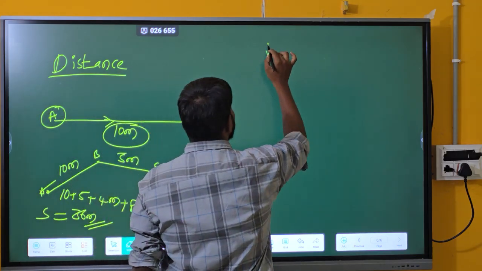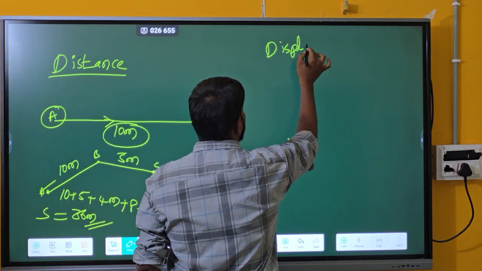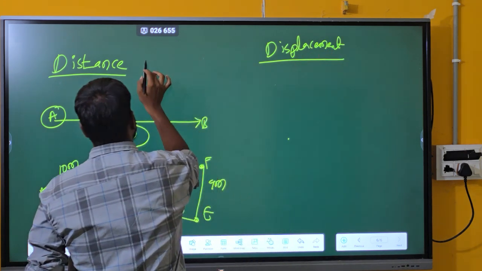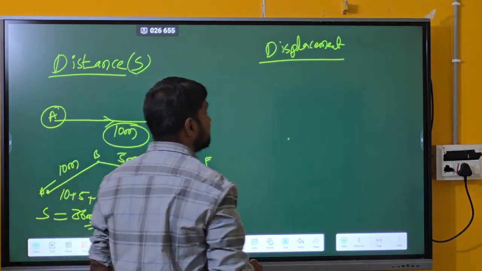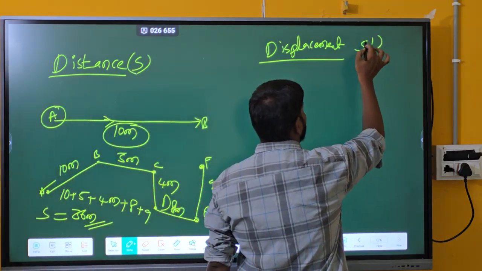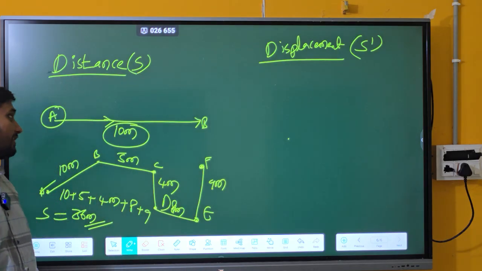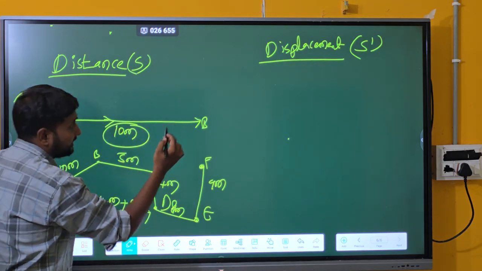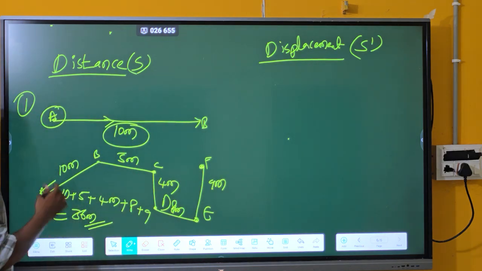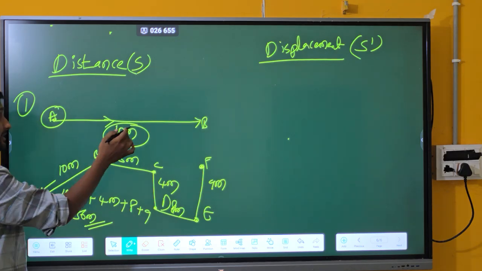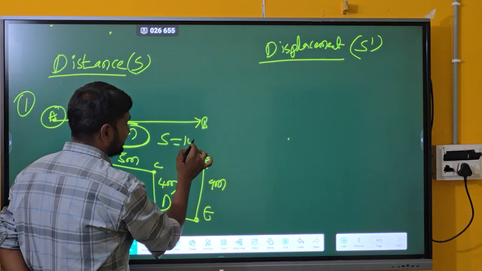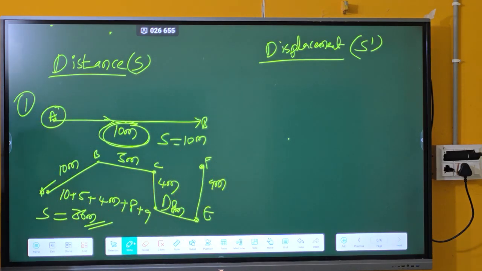Now, what is the displacement? I take distance as S and displacement as S dash. In the first example, the body travels from A to B. How many meters did it travel? 10 meters. So the distance of the body is 10 meters. Now what is the displacement of the body?